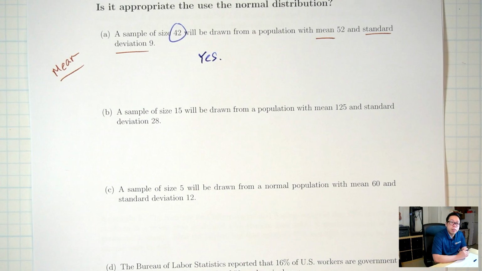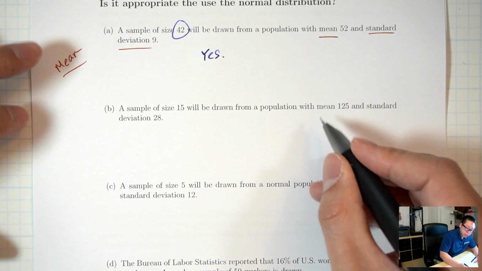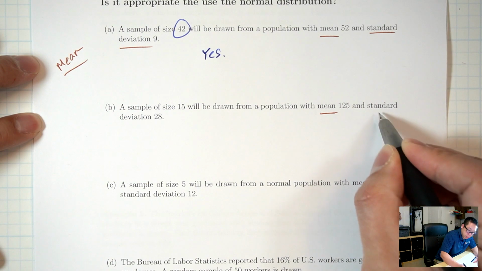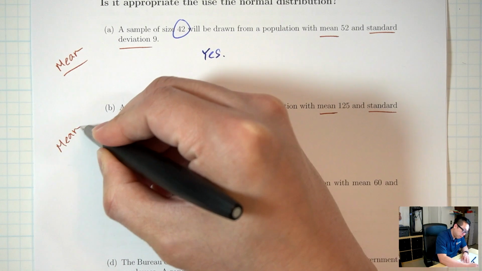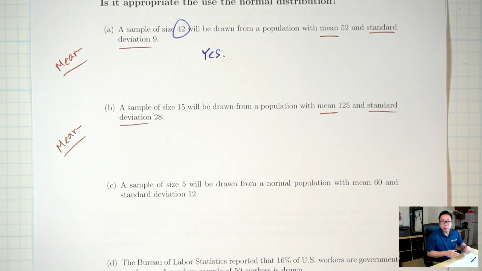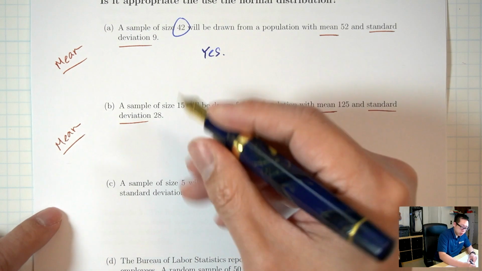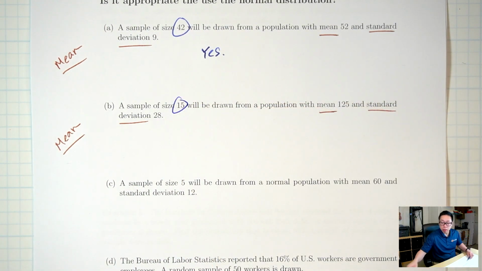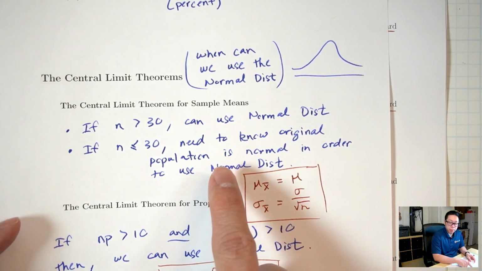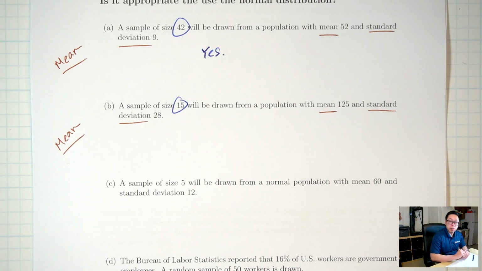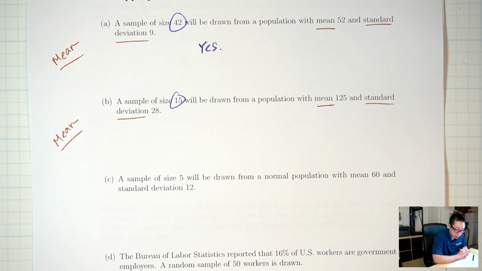Part B. A sample of size 15 will be drawn from a population with mean 125 and standard deviation 28. Notice I see the words mean and standard deviation there. This is telling me that this is a mean situation again. And then we're just checking whether or not it's bigger than 30. 15 is not bigger than 30. If it's not bigger than 30, then I need to know, in addition, that the original population is normal to begin with, which means I need to see the words normal population somewhere else in the problem. Do I see that? No. So this is going to be a no.